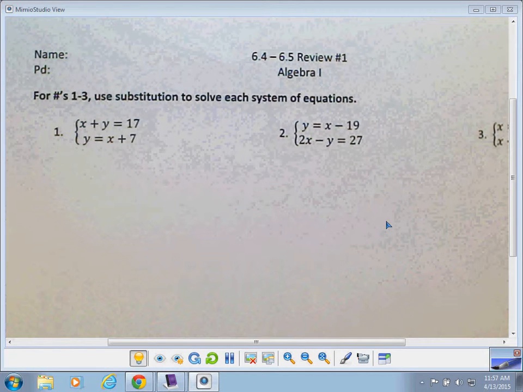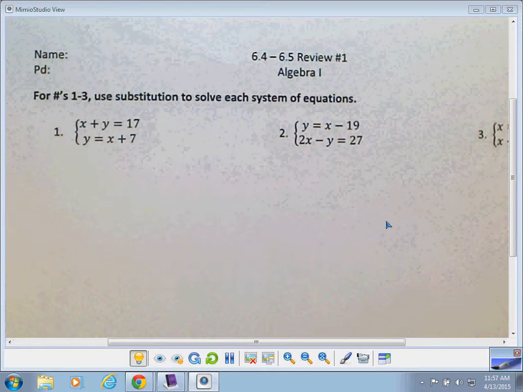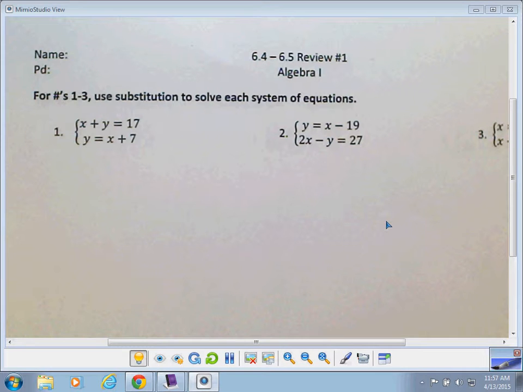Alright, so this is the review on substitution and elimination for the quiz that will be tomorrow. So we're looking at the first review page, and this happens to be using substitution as the first three problems.